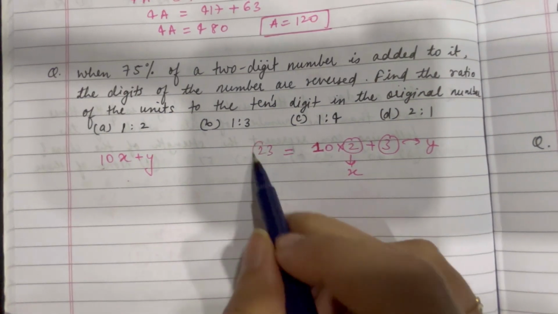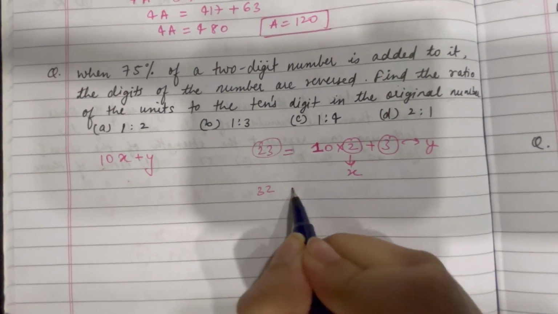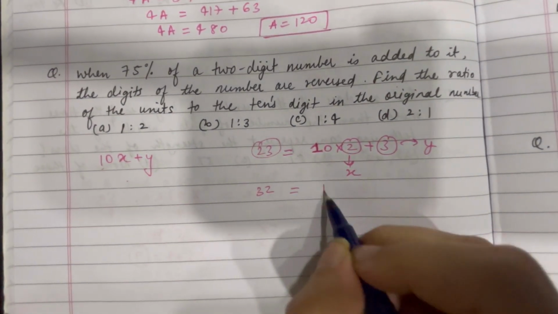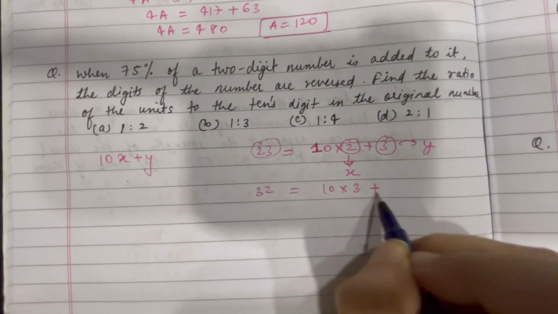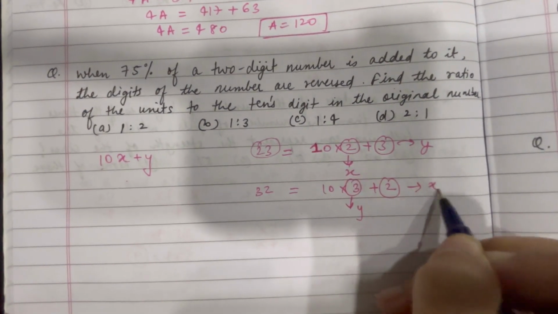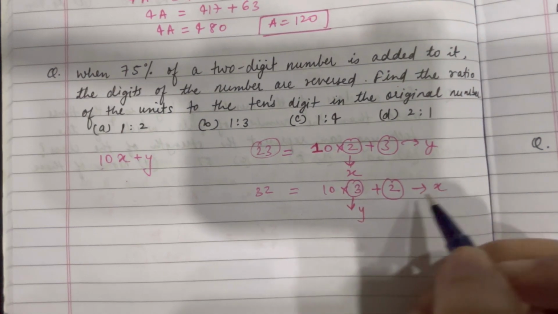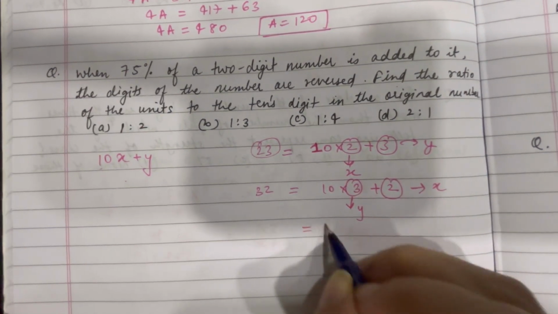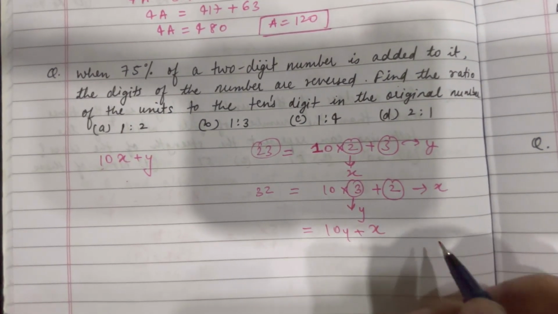Now if the digits of this are reversed, it becomes 32. So how will we write it? 10 into 3 plus 2. Now y comes here and x comes here. So can we write it as 10y plus x? Right.